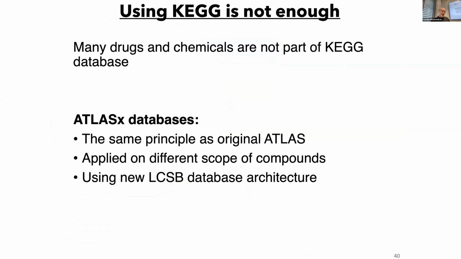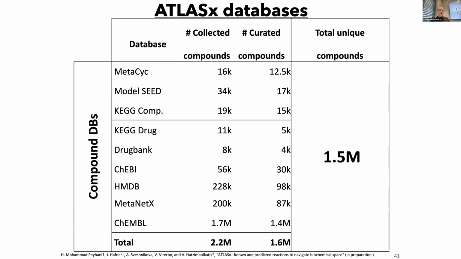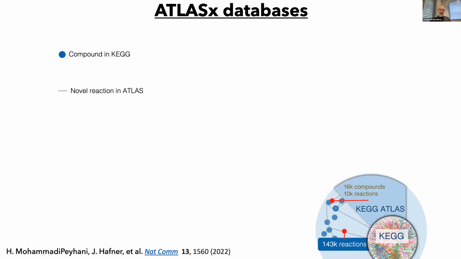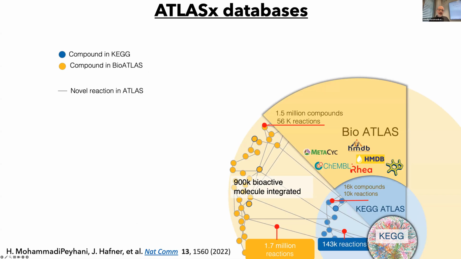So the next step is Atlas X, in order to start looking at other databases. So we went and we looked at other biological databases. We selected and curated these databases, and we came up to have 1.5 million compounds. And with that, we had 56,000 reactions. And now what we can do, as I presented before, is that we have the KEGG Atlas here, which uses only the KEGG compounds. And now our Atlas X includes other biological compounds that have bioactive molecules integrated.